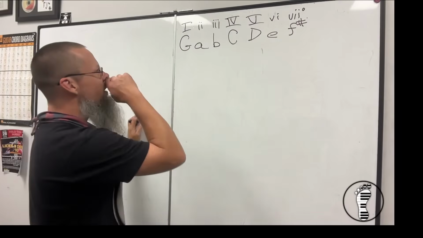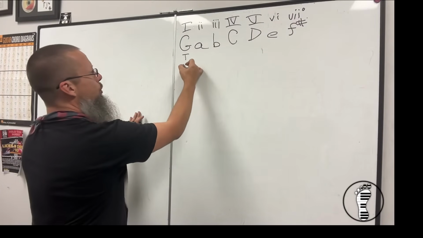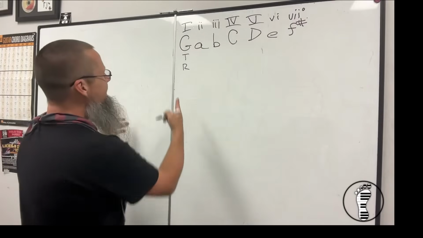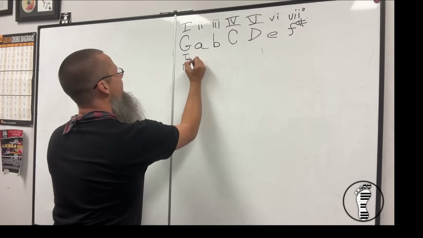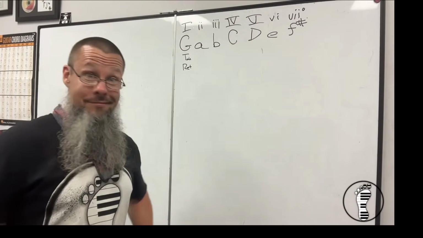These are the notes of the key of G major that we just saw in our circle of fifths. In order for us to process these, we would want to know that we've got our tonic or our root. These are just names we put: T for tonic, T-O-N-I-C, and then R for root. G is root.